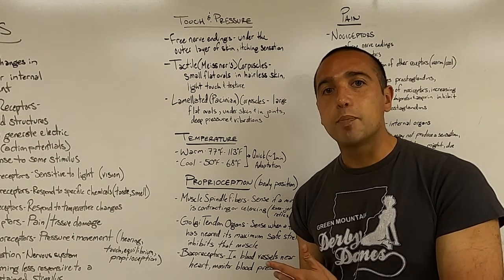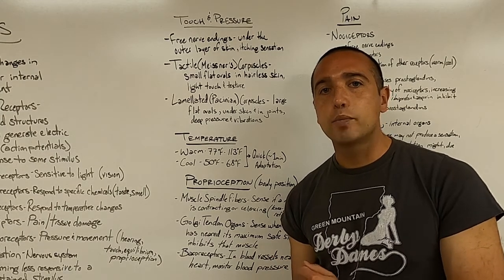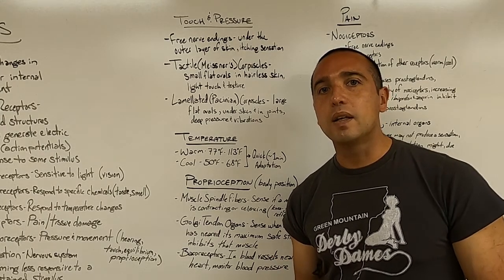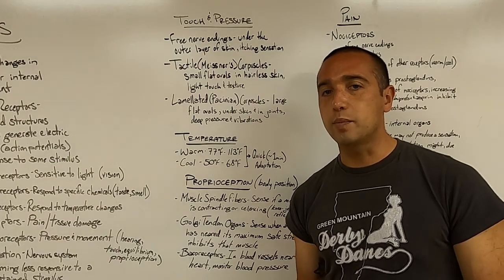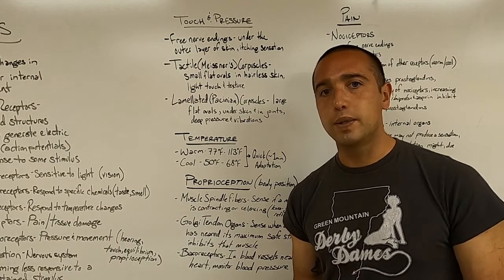And last, baroreceptors sense pressure, and they are in the arteries that are near the heart, and they sense blood pressure if the blood pressure is too high or too low.